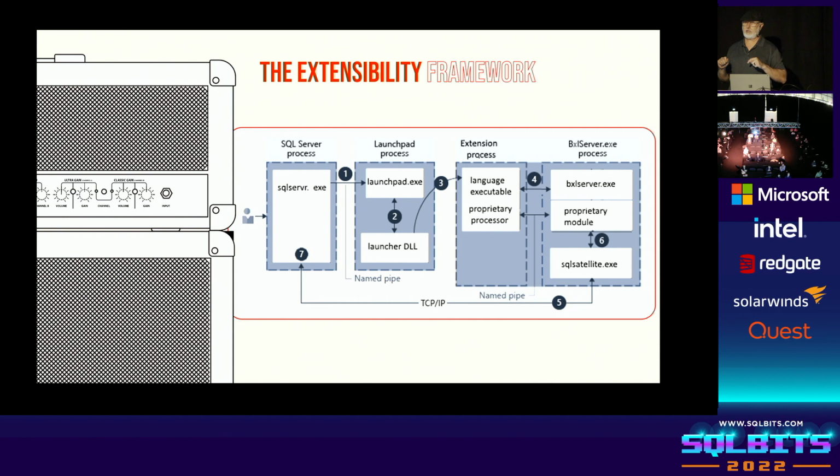R can't crash the server. Python can't crash the server. Make sense? That's why we did it that way. There's some code in between there that makes sure that shuffle all works. That's the machine learning extensibility framework. It's the way it looks in Windows.